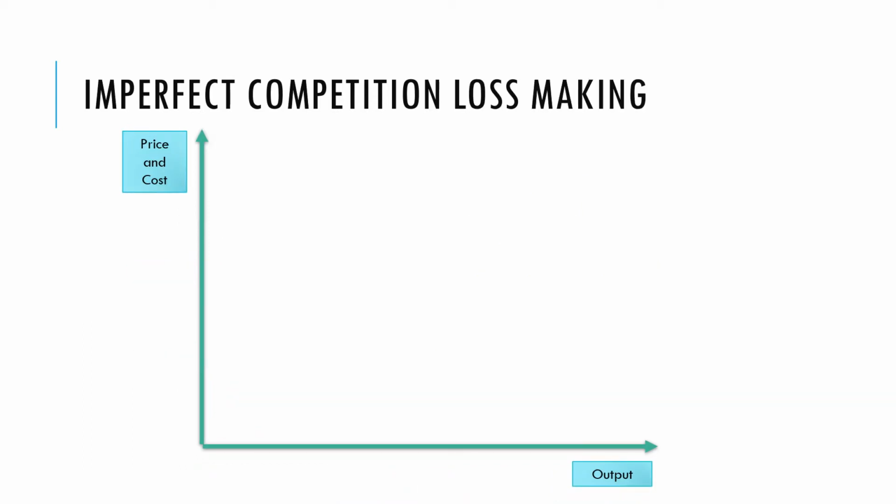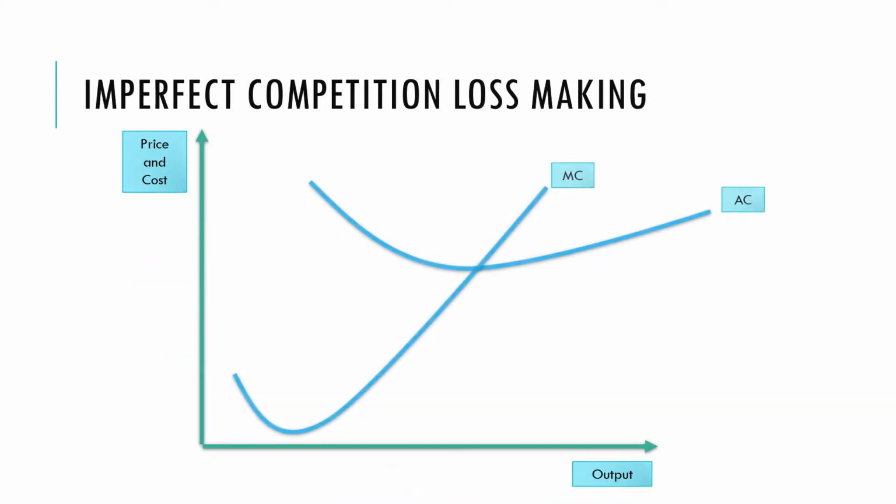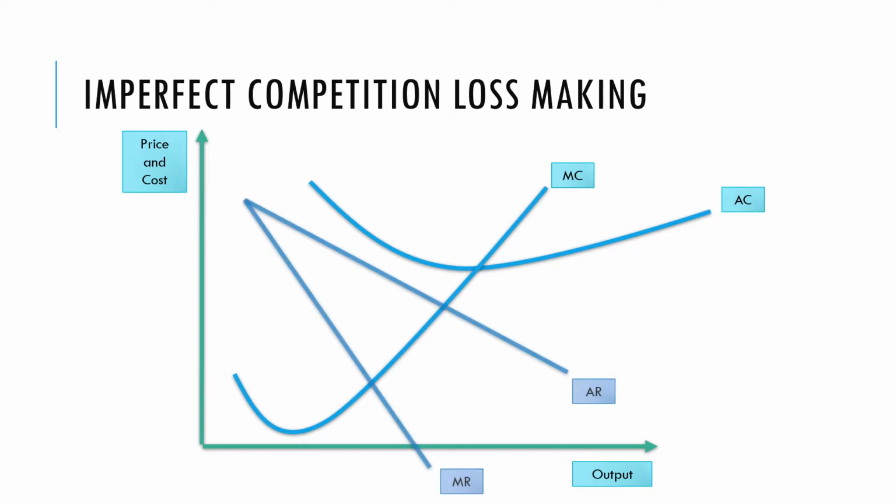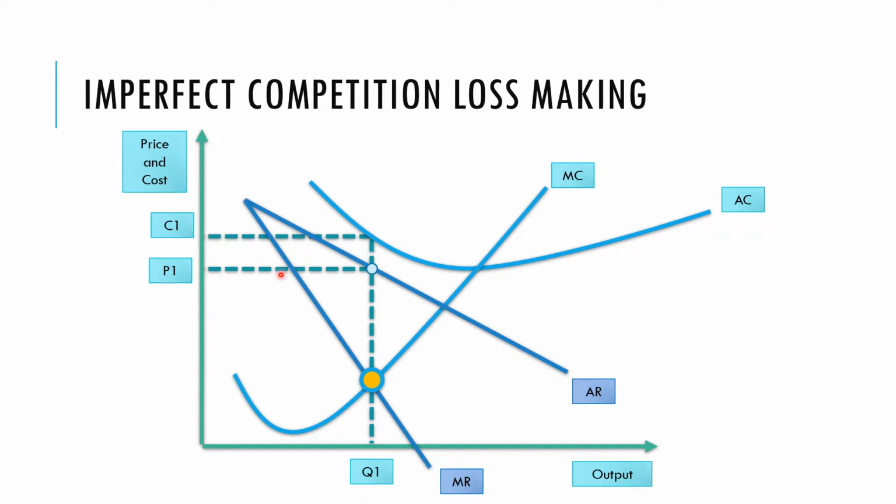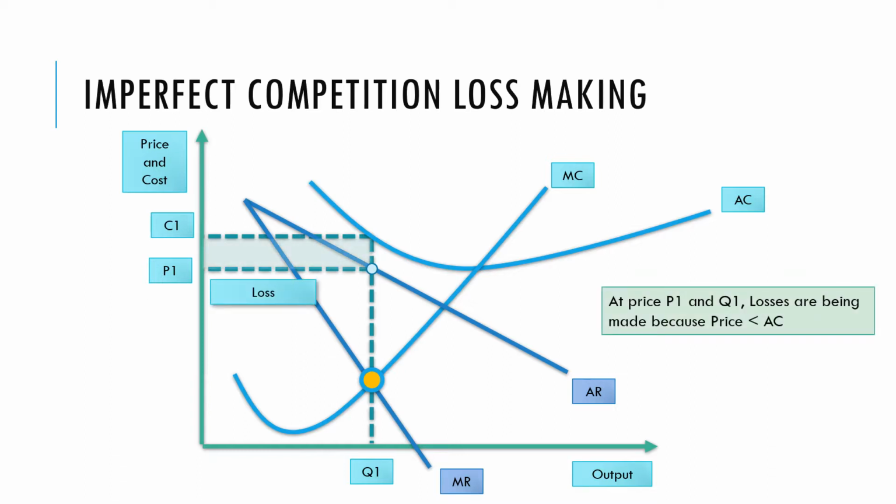We can also, in the short run, illustrate a business making a loss. Here we've got quite a high cost base. We add in our average revenue curve. This would be our profit maximizing level of output. We go up to the AR curve to find our price. But here, unfortunately, the average costs are even higher than our price. So this business would be making a loss.